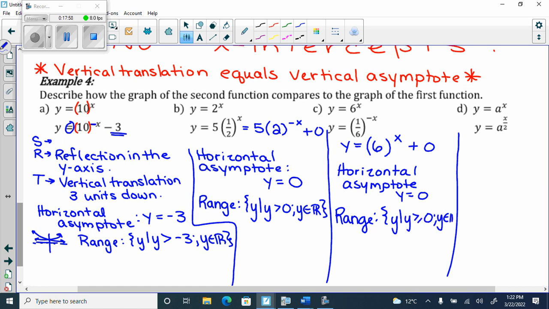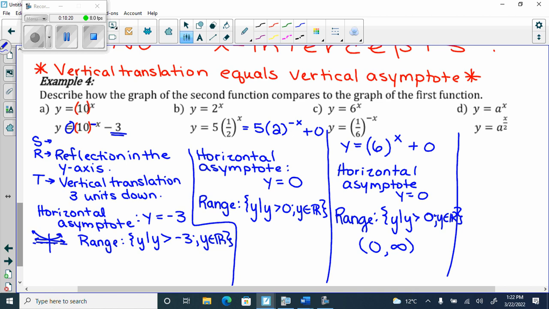I'm going to use interval notation to show you now the difference. So if it's greater than or equal to 0, that's from 0. It's equal to, it's not equal to. So it's going to be a round bracket because it's not equal to, and then it goes to infinity.